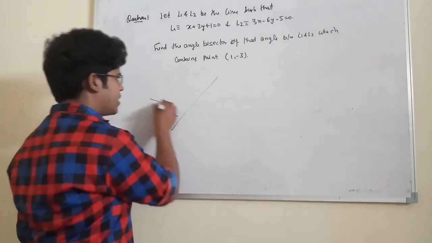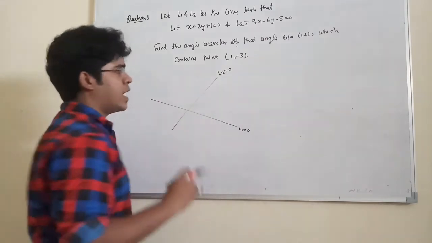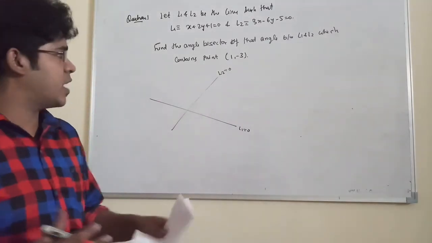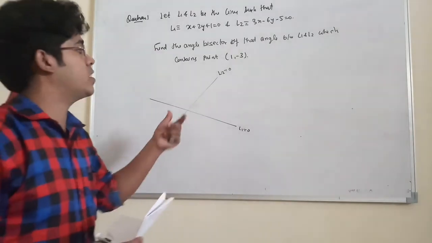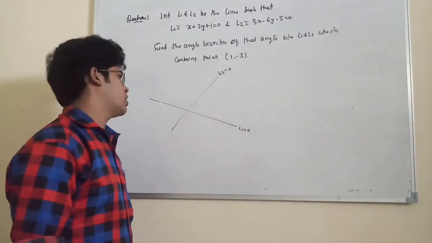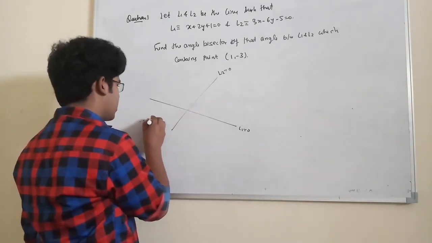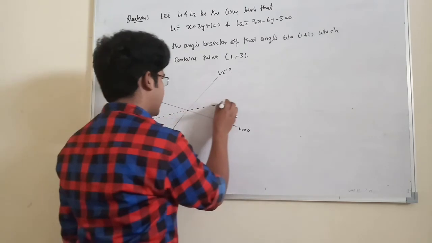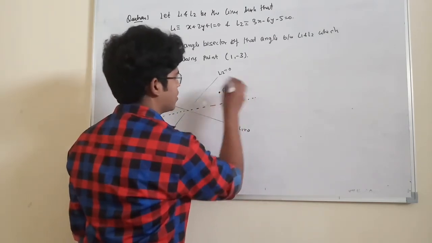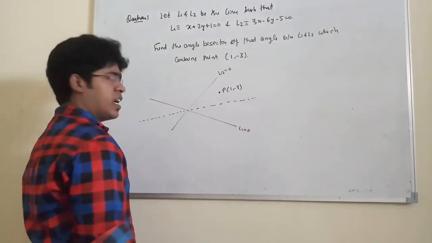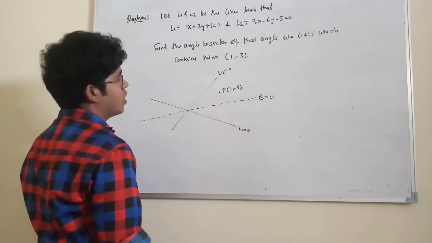And suppose this is the line L1 is equal to 0 and this is line L2 is equal to 0. We don't know where point 1 comma minus 3 is lying, that is, in which region, either in the acute angle region or the obtuse angle region. We don't know this actually. So suppose this is the bisector of that region where this point P, 1 comma minus 3, is lying, and let the equation of this bisector be B is equal to 0.